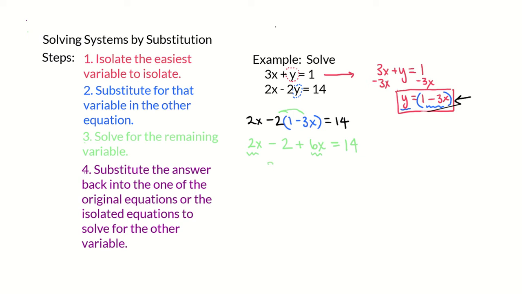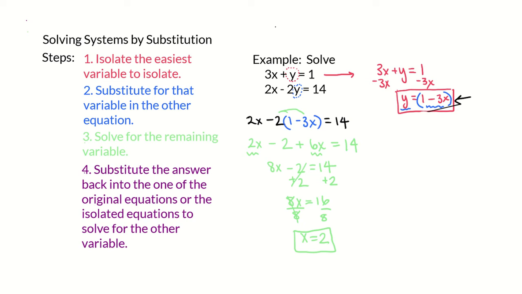2x plus 6x is 8x minus 2 equals 14. Then we keep solving, so add 2 to both sides to get 8x equals 16, and then divide by 8 to get x equals 2. So now that's the first part of our solution, that's the x value of our solution.